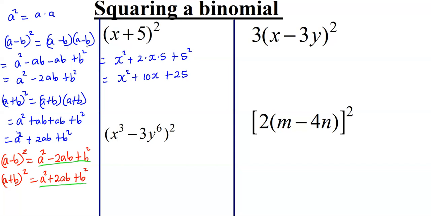So you're no longer doing all these things, expanding, having two brackets and doing that. But you're going to go straight to the answer. Let's see here what we have here.